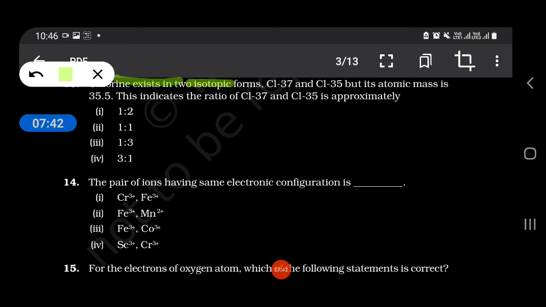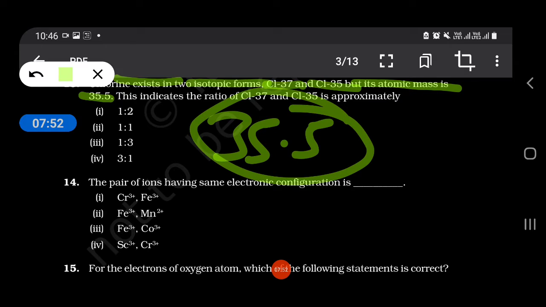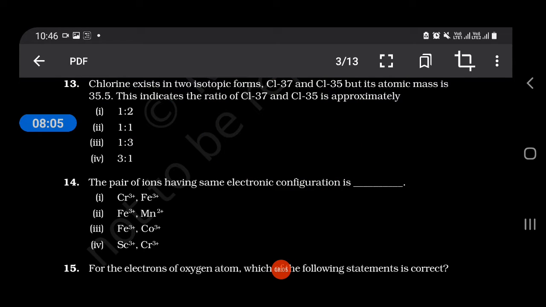Chlorine exists in two isotopic forms, Cl37 and Cl35, but the atomic mass is 35.5 because it is the average atomic mass. This indicates the ratio of Cl37 and Cl35 is approximately 1:3. You can find it like this when you calculate the real atomic mass.